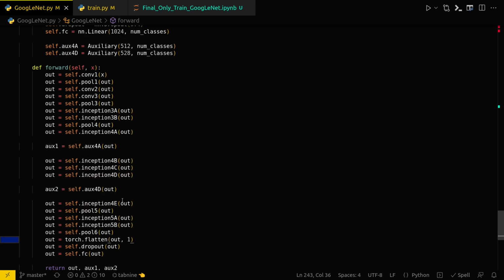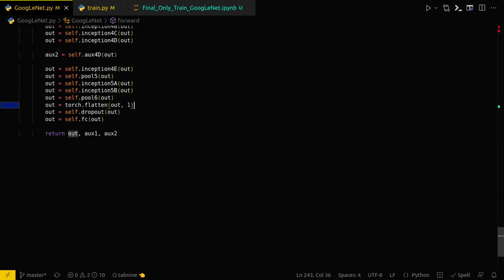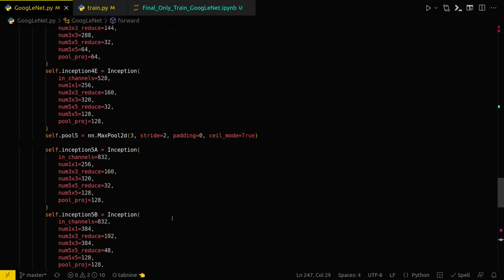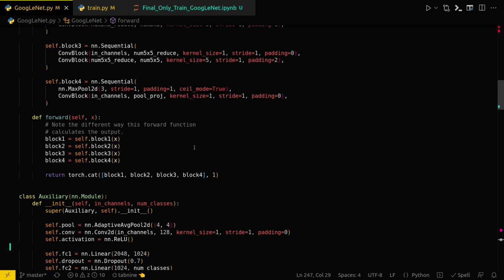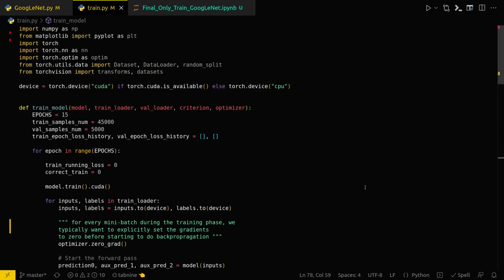Otherwise, from this forward block, I am outputting 3 things: the main output, aux1, and aux2. Remember, we need these because the loss function for the Inception module is a weighted combination of all these 3 things. So I have to include the real loss and also the weighted losses from aux1 and aux2. That pretty much completes my network architecture of GoogleNet. Now the only thing I have to do is write my train function and run this whole architecture on the CIFAR-10 dataset. So let's go to my train file.